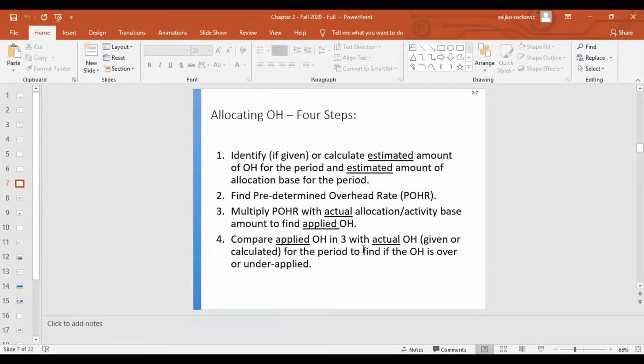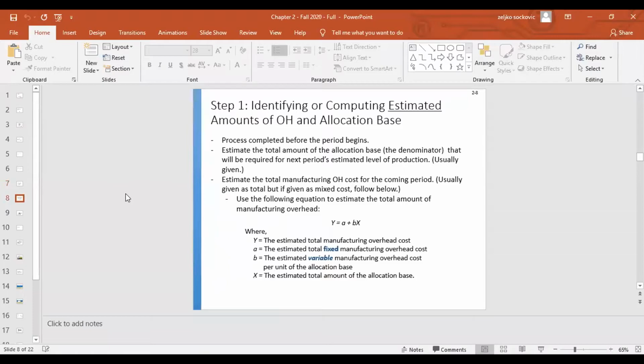And then finally in step 4, which sometimes is not required at all. Sometimes you're not asked to reconcile anything. You're just asked, well, how much did you apply to this product? What's the cost of this product? Well, right now the cost of this product is whatever you put in through direct materials, direct labor, and applied overhead. And now you have step 4 in case you are asked to compare what you actually spent and what you put into these products, and then reconcile. So that would be step 4. Okay, so now we go through each step in detail.